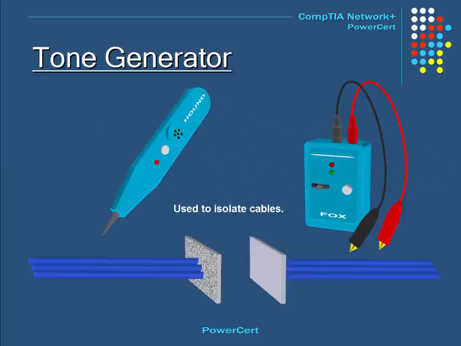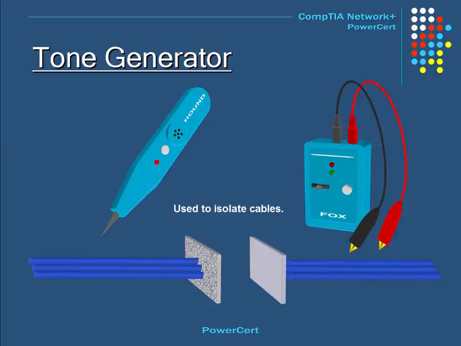And this tool is called a tone generator, and this is also known as a fox and hound. Now this tool is used for locating cables from one end to the other. So for example, if you suspect that you have a bad cable that was grouped with a lot of other cables, and that group was stressed over a long distance, it would be very difficult to isolate one end of the cable from the other.